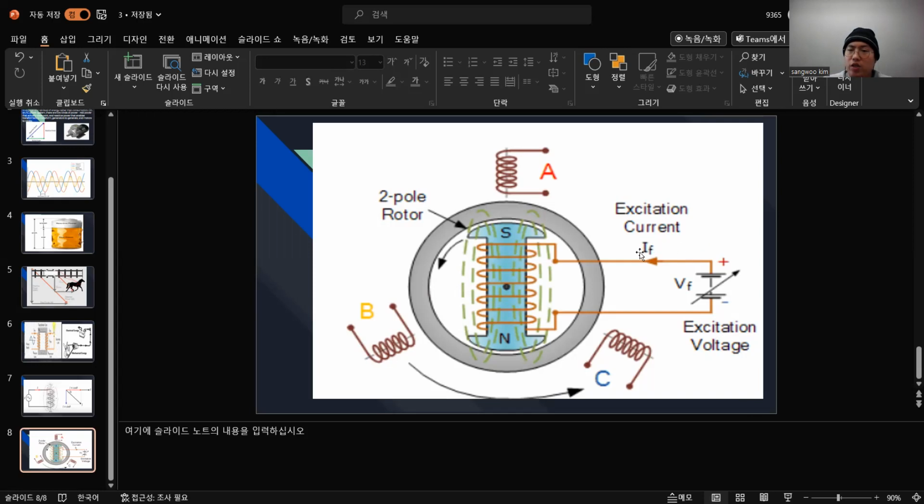So we say this is the excitation current here. It's connected to the rotor part. So this excitation voltage controls the reactive power. You know what I mean? So yeah, that's it. What I wanted to say was, just try to understand.